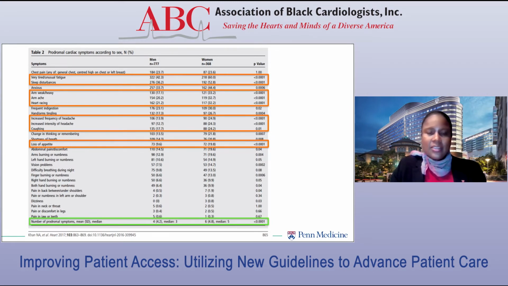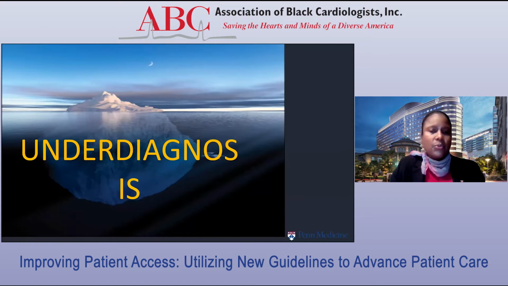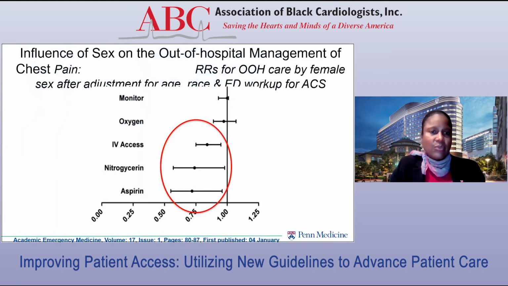And so again, what this really reminds us of is that underdiagnosis is possible unless we remind ourselves of these differences. And in terms of underdiagnosis, this is a 1-year retrospective cohort study, which looked at emergency medical services in patients and showed that compared to men, women were less likely to receive IV access or therapies like nitroglycerin and aspirin, even when they presented with concern for acute coronary syndrome.